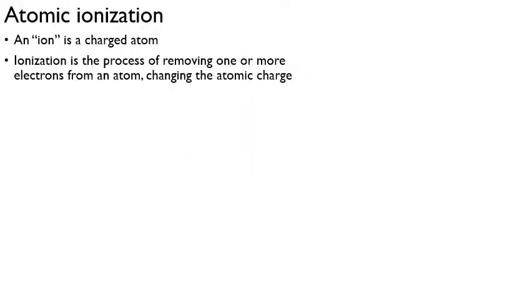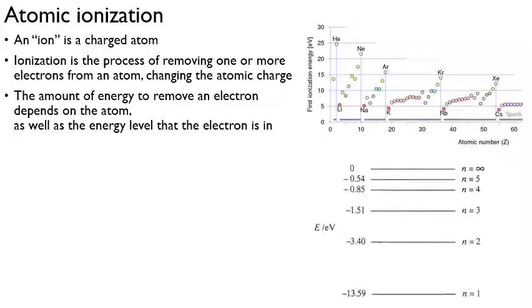Now, besides these excitations and de-excitations, I just want to briefly note you can also have atomic ionization. So an ion is just a charged atom. That means your number of protons in the atomic nucleus is not equal to the number of electrons that are orbiting that atom. So ionization is the process of removing one or more of the electrons from the atom, and that changes the atomic charge.